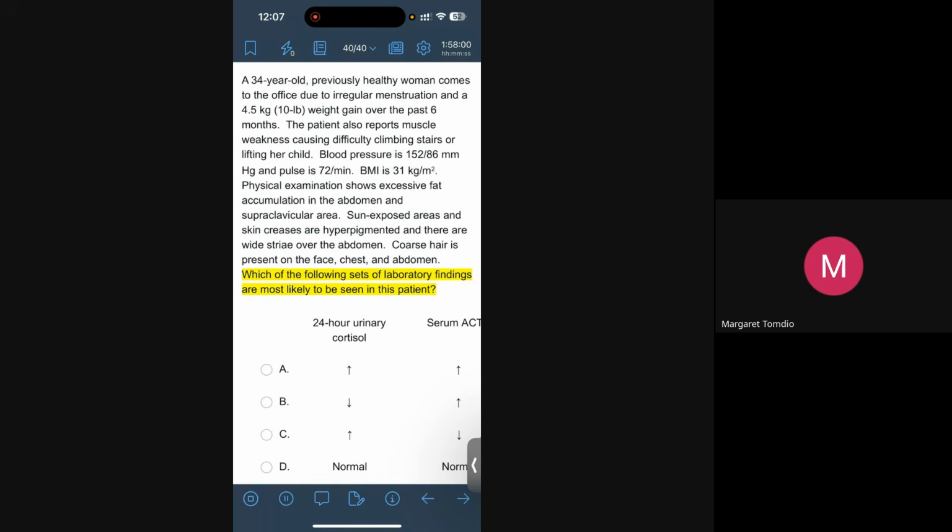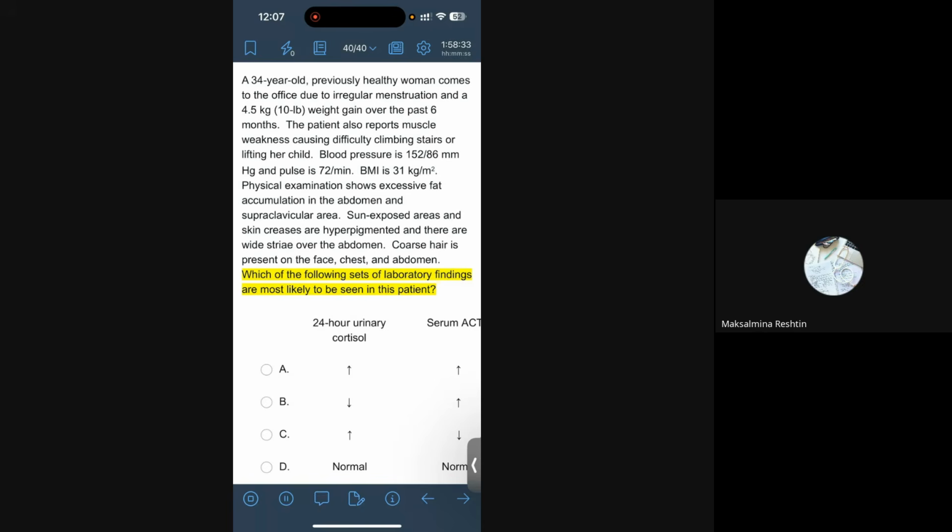Blood pressure is also elevated. There is excessive fat accumulation in the abdomen area and the supraclavicular area. Sun-exposed hyperpigmentation, again hyperpigmentation. White striae over the abdomen. Skin fragility is also increased. Coarse hair is present on the face, chest, and abdomen. Is the ACTH high or low in this patient?